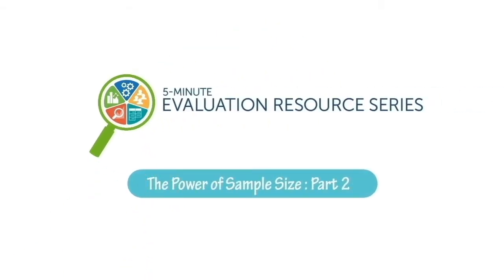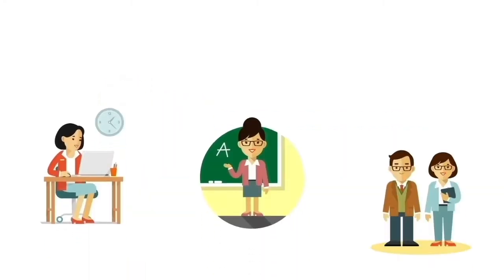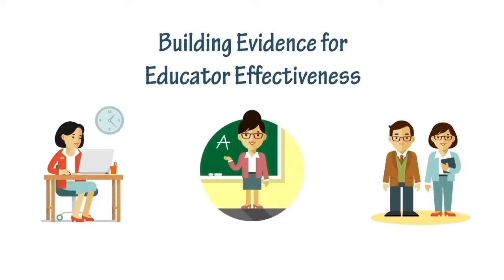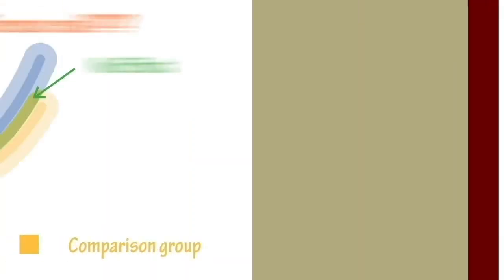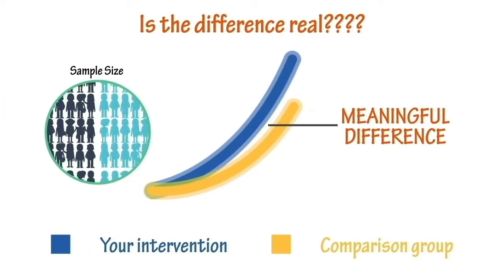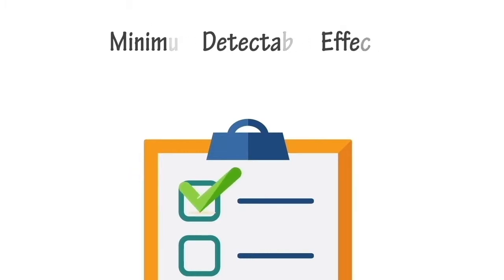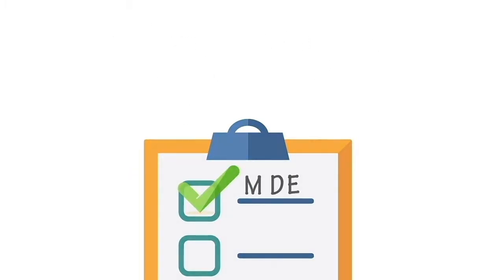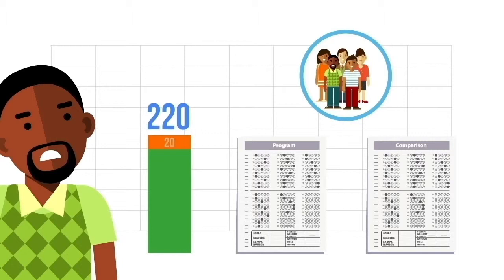This series is designed to help people passionate about education build evidence for educator effectiveness. In Part 1 of The Power of the Sample Size, we discuss the importance of having enough people to ensure that your study results are meaningful. We introduced the concept of the Minimum Detectable Effect, or MDE. The MDE is the smallest impact that your study is designed to find, and it is often based on the smallest change in a key outcome of a program that would be considered meaningful in practice.